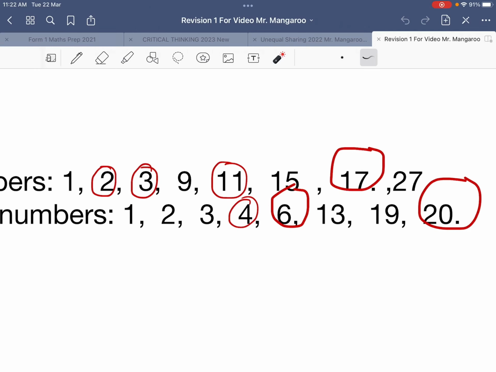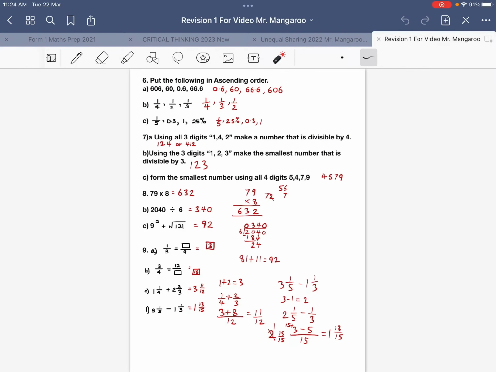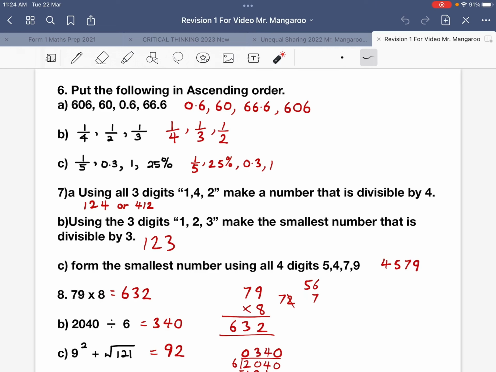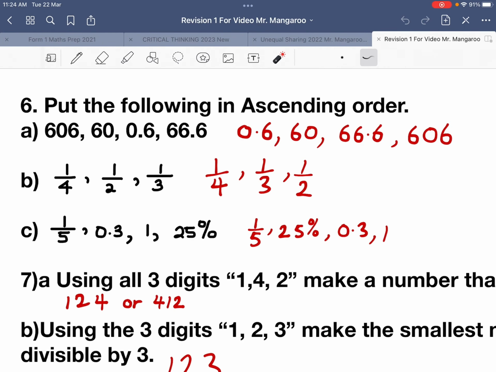Next, we have composite numbers. Composite numbers have more than two factors. So if we check each digit, we will realize that these three numbers are composite. Number 6, ascending order. So we are going from the smallest to the biggest number. So this one is easy. We can see the answer here.